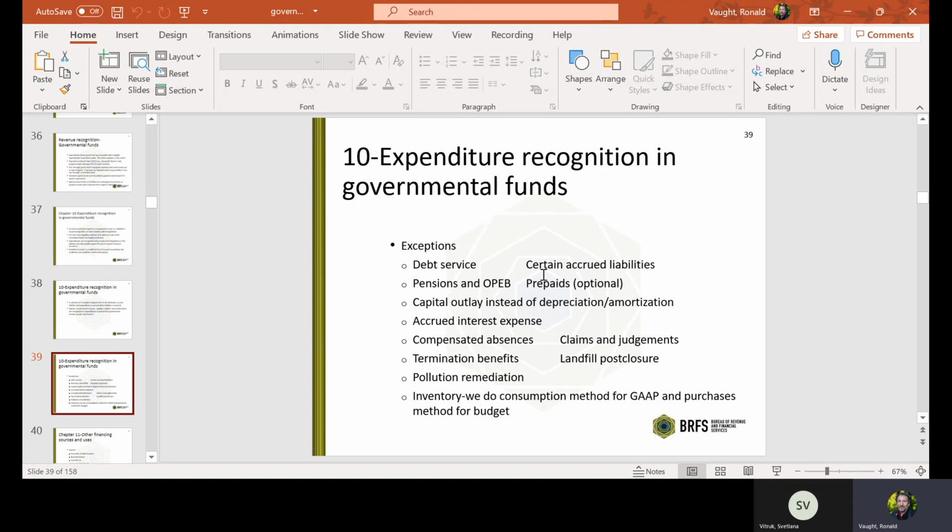So prepaids and inventory are weird. For inventory, we can either use the purchases method or the consumption method under modified accrual, and we use both. So for budget, we use the purchases method, and for consumption, in the GAAP basis statements. And it's an interesting way that we do that. So the inventory accounts in the balance sheet start with 141. And there are a few of them.